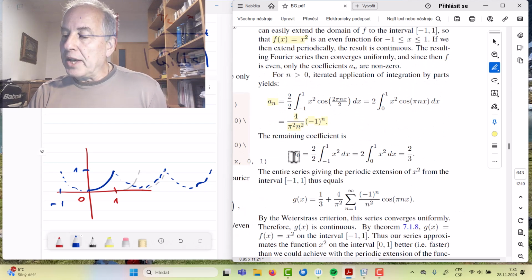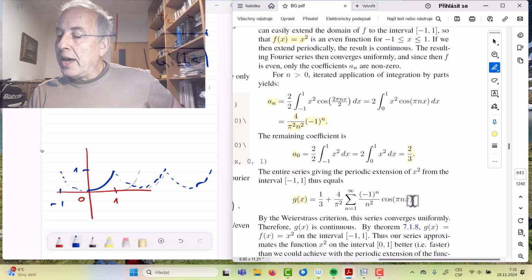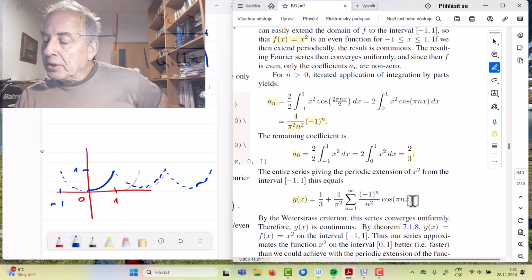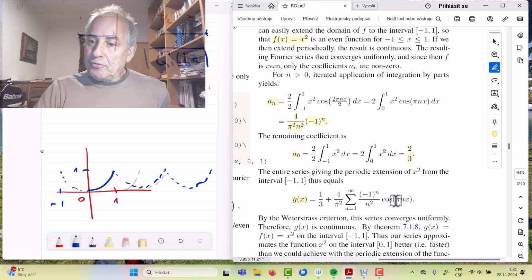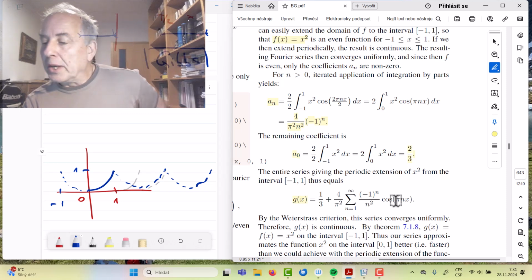And the A0 is to be computed too, so it's this one. So you see that the series will be this one, quite nice. So you just plug in P, pi, and X. Yeah, pi is there because we changed the frequency, right? So it's from -1 to 1 instead of from -pi to pi.